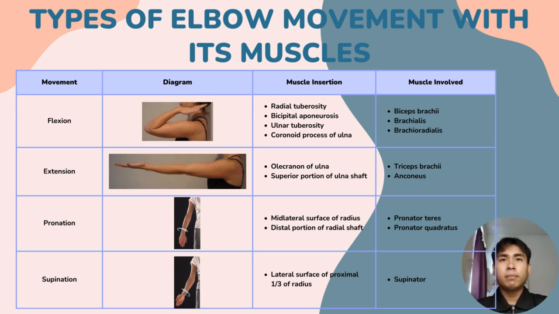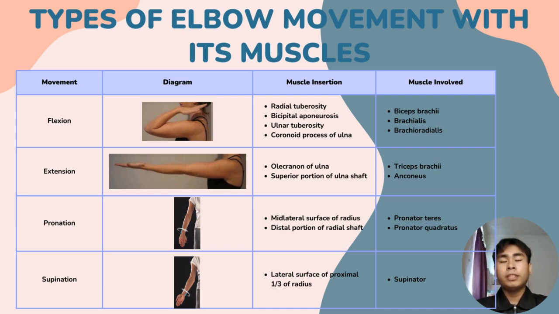For extension movement, there are two parts for the muscle insertion, which are the olecranon of the ulna and the superior portion of the ulnar shaft. The muscles that attach to these two anatomical parts are the triceps brachii and the anconeus muscles.